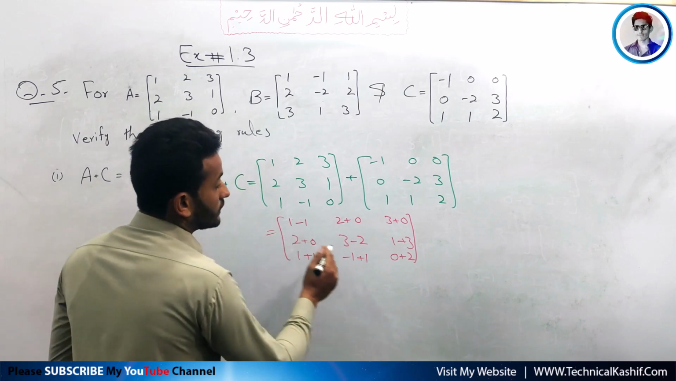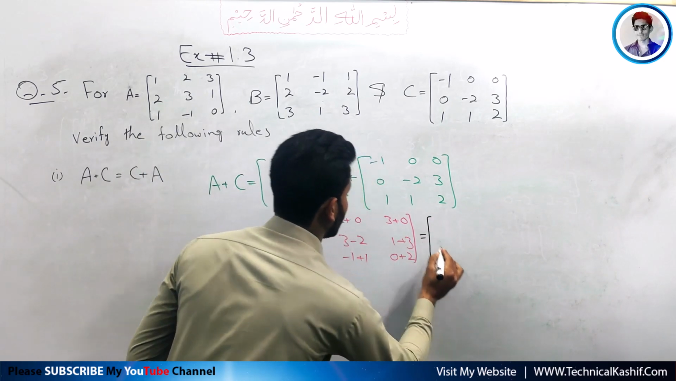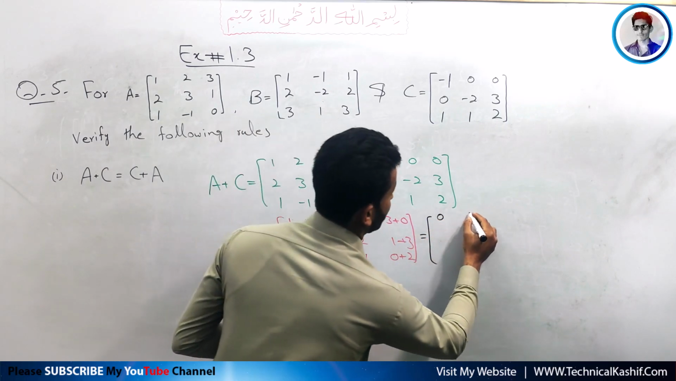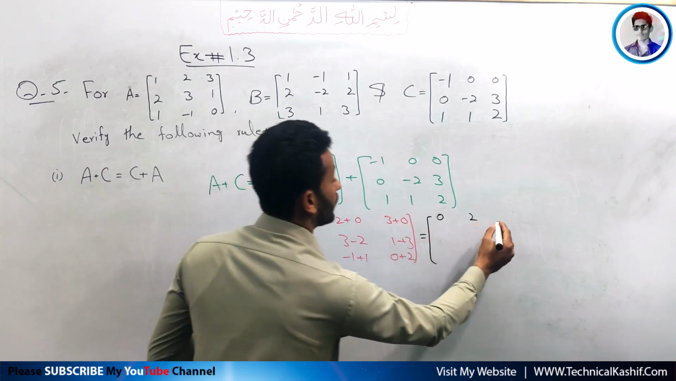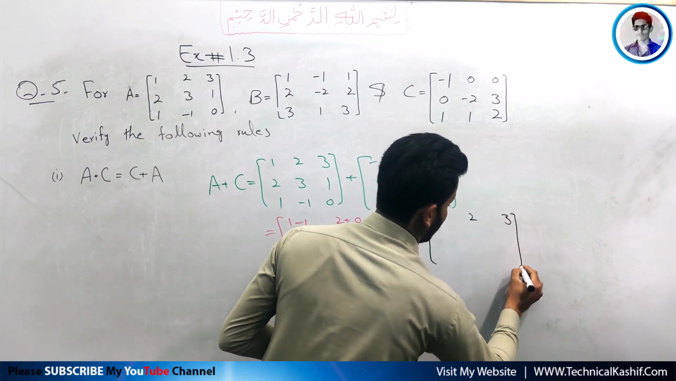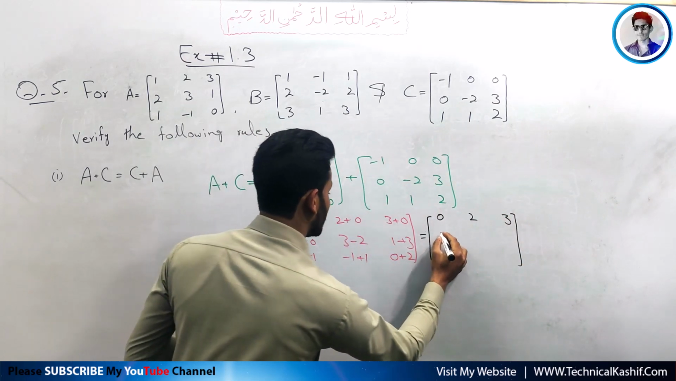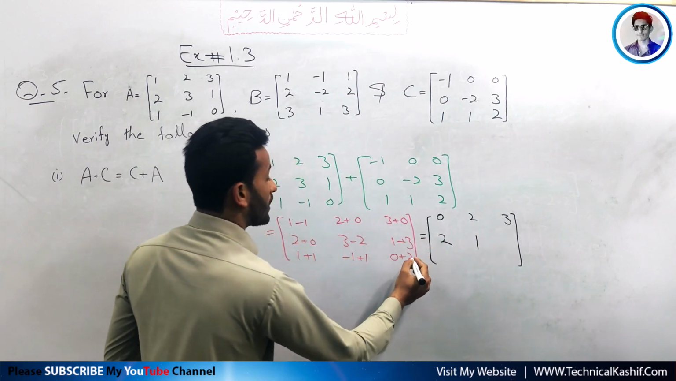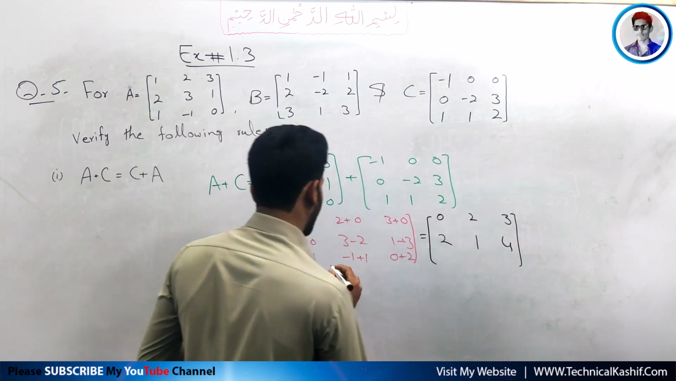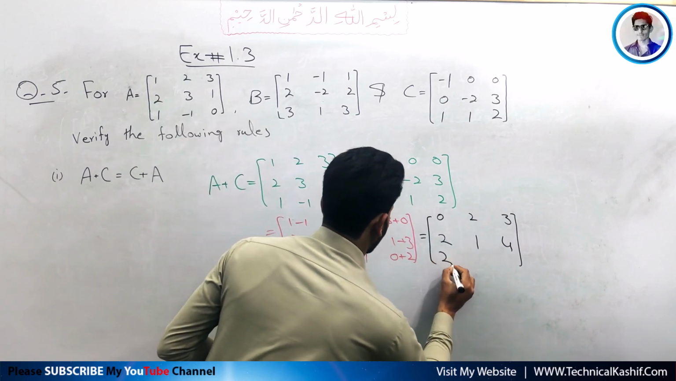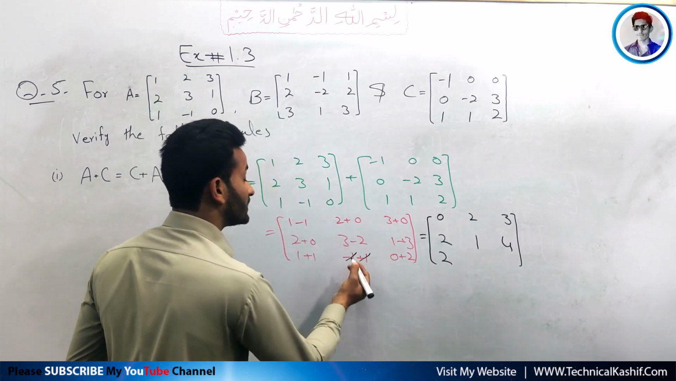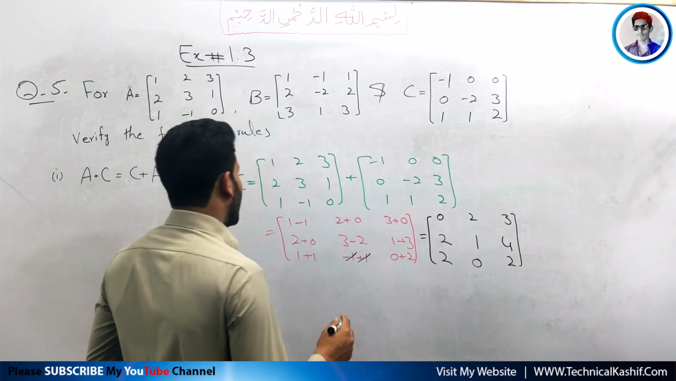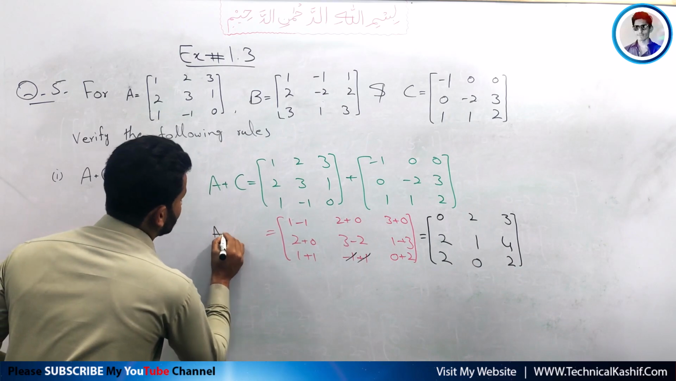By solving these values, by adding them, 1 minus 1 is 0, 2 plus 0 is equal to 2, and 3 plus 0 is also equal to 3. 2 plus 0 is equal to 2, 3 minus 2 is equal to 1, 1 plus 3 is equal to 4. Next one, 1 plus 1 is 2, minus 1 plus 1 cancel each other and it becomes 0, 0 plus 2 is 2. It is the value of A plus C.